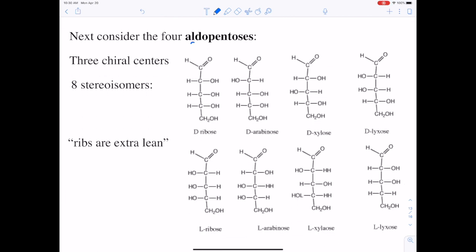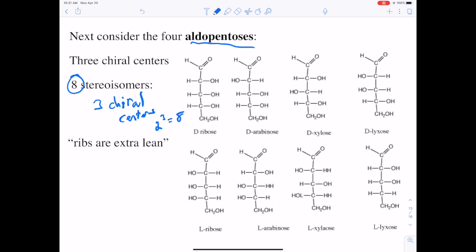Just quickly, let's look at aldopentoses. These are all aldoses that are 5 carbons long. Carbon 1 is the aldehyde carbon. And we have 3 chiral centers. And that gives us 8 stereoisomers. 2 to the third equals 8.